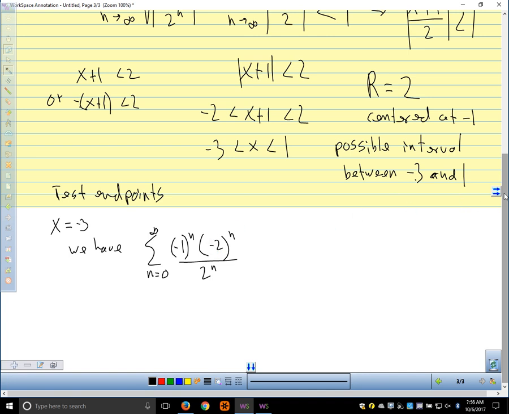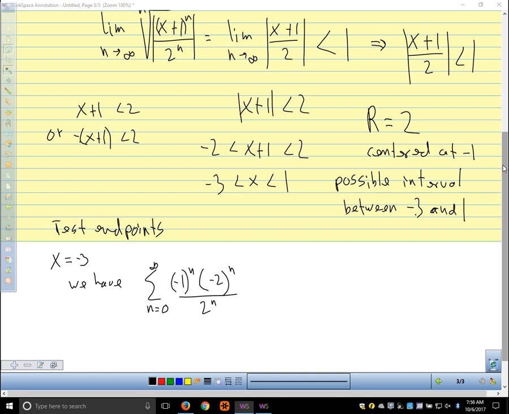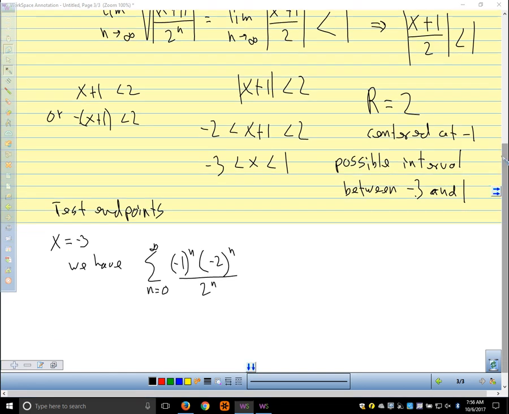Why couldn't you just go back to one of your last steps, where the absolute value of x plus 1 over 2 is less than 1, and plug it in there instead? You could do that, and it's easier to work with, but I like testing them separately, because when you plug that in you just get -1.